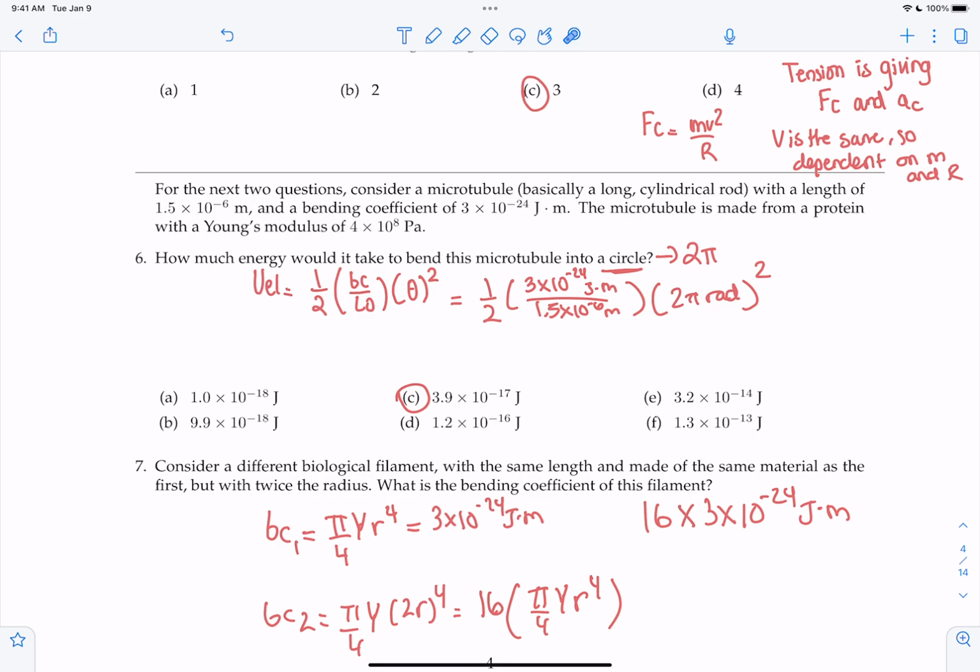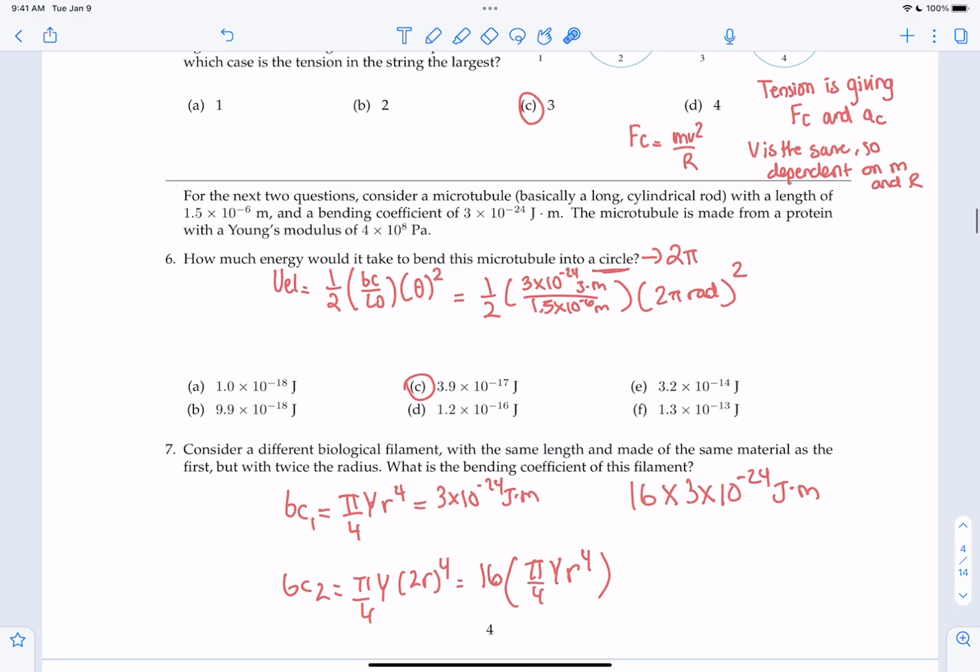I finally have my graphing calculator back, so I'm fairly certain of what's going on here. Let me plug it in just to be sure again. 3 times 10 to the negative 24, 1.5 times 10 to the negative 6, and then 2 pi, and then square that. Yeah, the answer should be C. You might have your exponents incorrect or something like that.